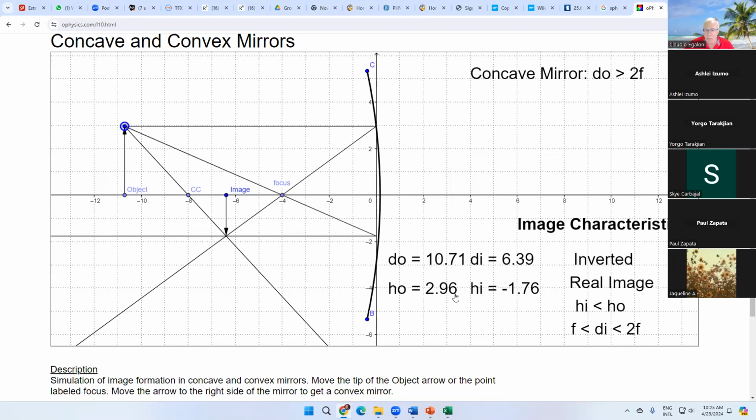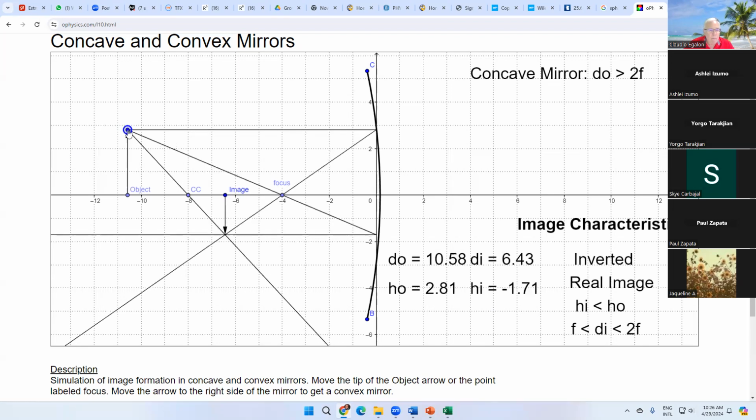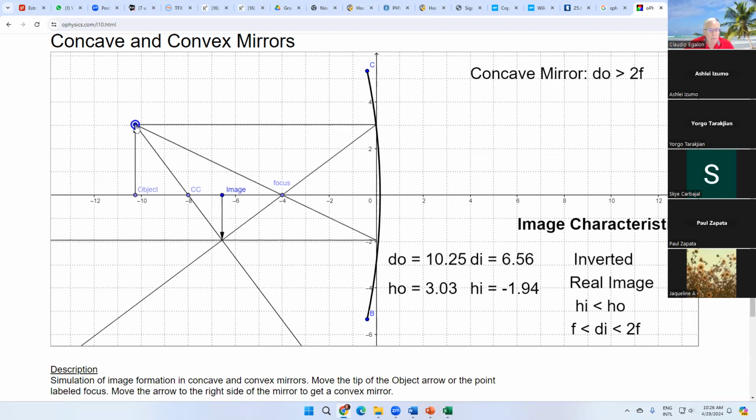Height of the object is 2.96. It's not exactly 3, but it's 2.96. Height of the image, 1.76. It's a negative sign because it's an inverted image. Okay. As we keep on approaching the object, watch what's happening.